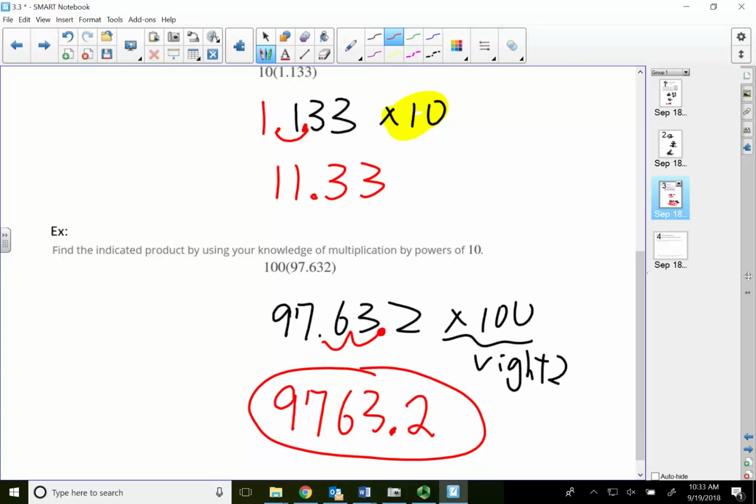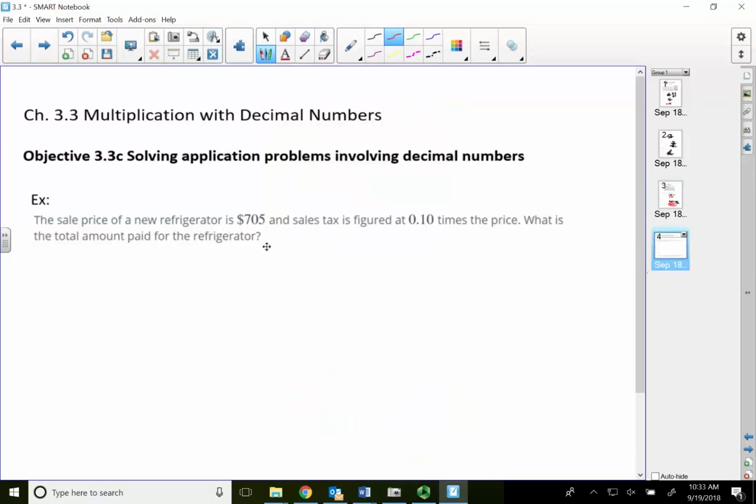All right, let us go ahead and take a look at these two application problems as well. The sale price of a new refrigerator is $705, and the sales tax is figured at 0.1 times the price. What is the total amount paid? So I have to pay taxes, and I have to pay for the fridge. So the total amount is going to be the refrigerator plus the sales tax.